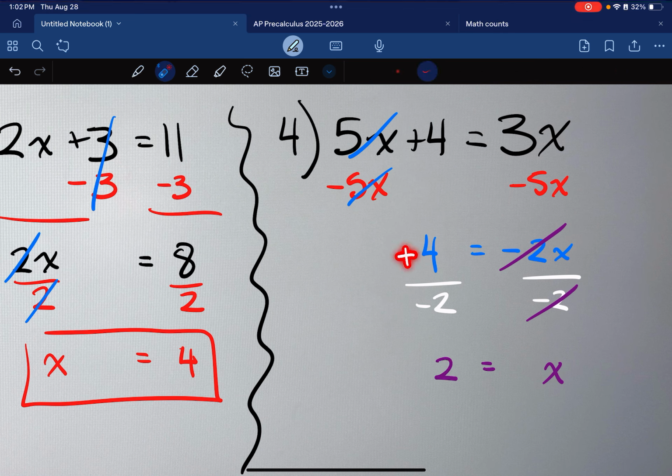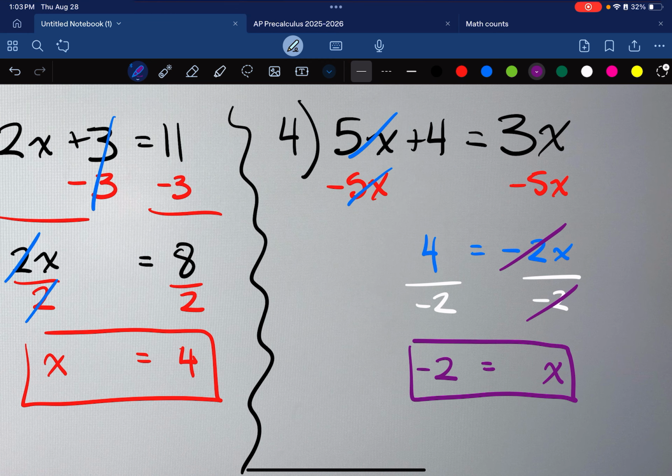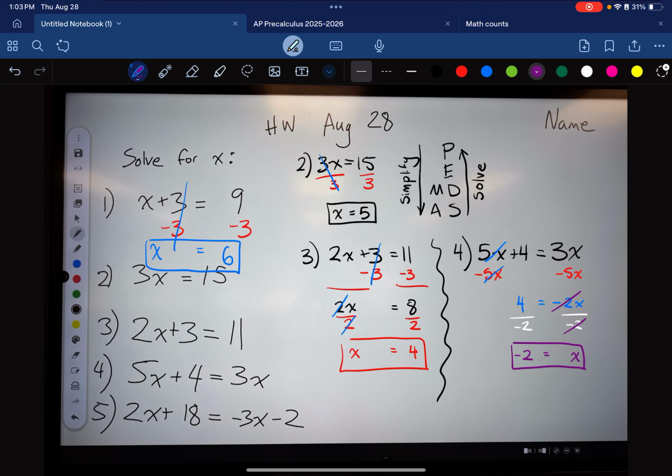A positive 4 divided by a positive divided by a negative is a negative. And I get my final answer. All right, last question. I think I'm going to need some new paper. Let me go ahead and just copy and paste it. So I'm going to say the equation is 2x plus 18 is equal to -3x minus 2.